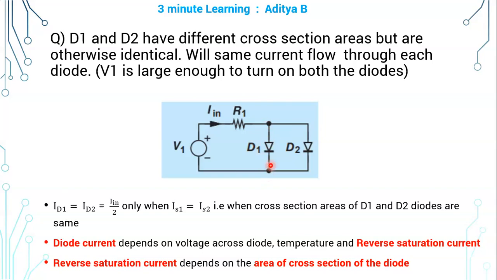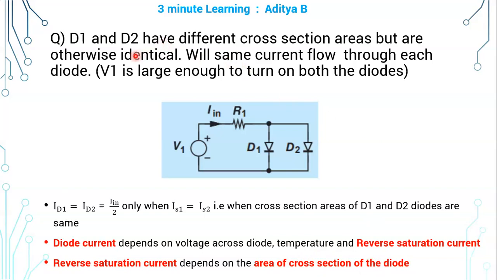Clearly D1 and D2 are on because V1 is large enough to turn on both the diodes. Clearly D1 and D2 are in parallel, so the voltages across them are equal, but still the currents through them are not equal, because diode current depends on voltage across diode, temperature and reverse saturation current. In this case, reverse saturation currents are different because area of cross section are different, and hence diode currents are different. So the answer is same current will not flow through each diode. Reverse saturation current depends on area of cross section, that is the key reason.